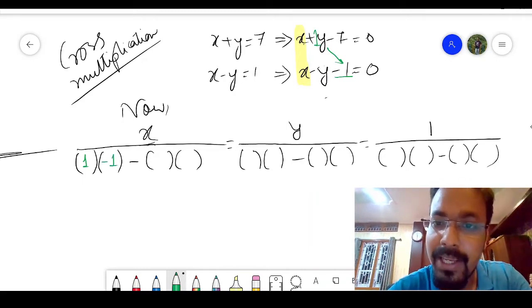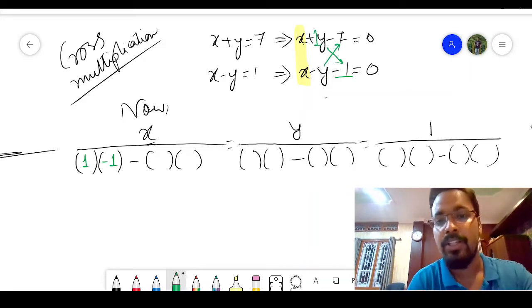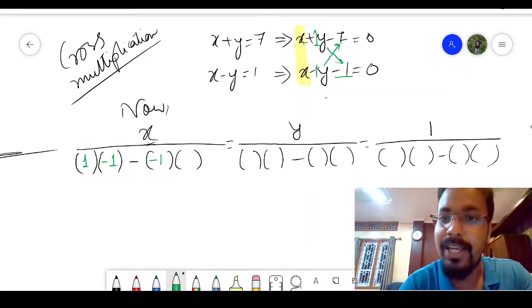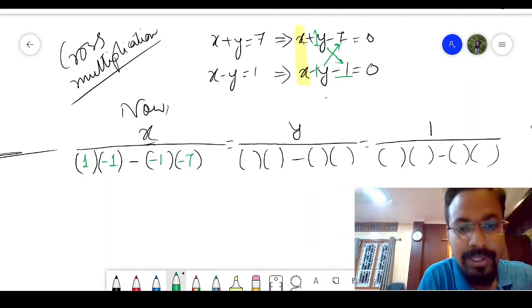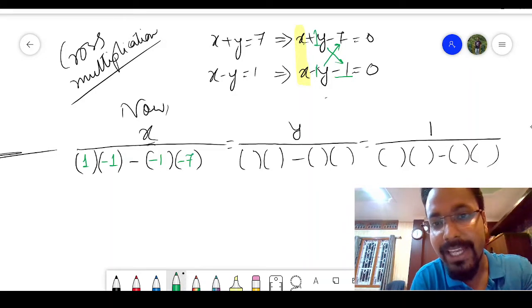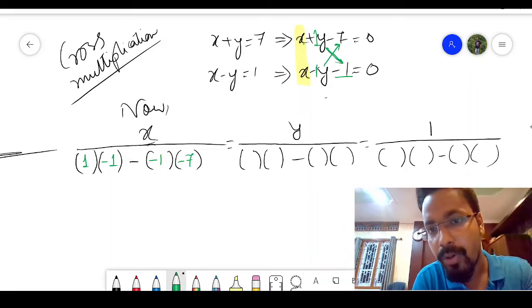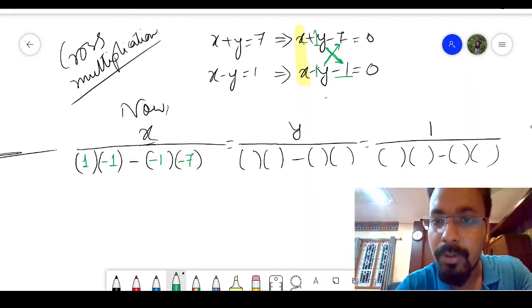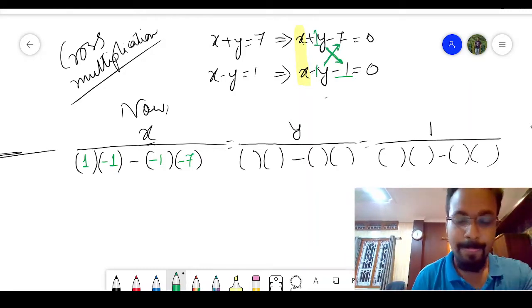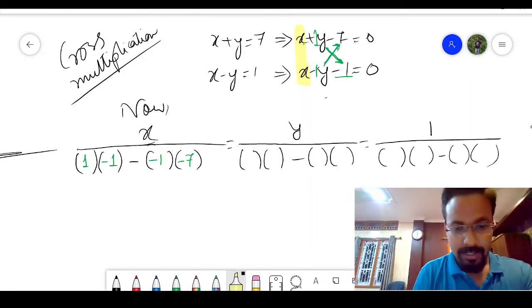Then we will multiply this, we will cross. So here the coefficient is minus 1. So we will write minus 1. And here it is minus 7. So we will write minus 7. Is it clear? First we take from top to bottom, bottom to top. Okay, done. Nice. Let's move ahead.